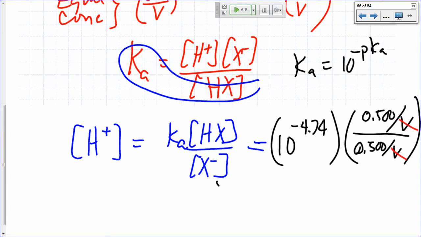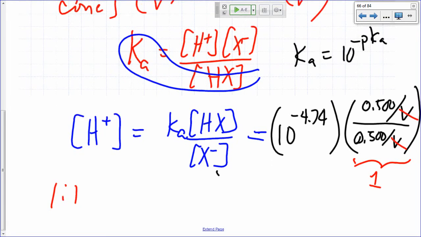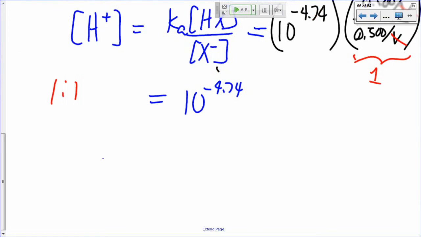So it doesn't really matter what the volume is, right? It just cancels out, and 0.5 over 0.5 is 1. So this is a 1:1 buffer, we say. The ratio of the conjugate base to acid is 1:1. So what is our H plus here? It's just 10 to the negative pKa, since this is 1 times Ka. So what is our pH?